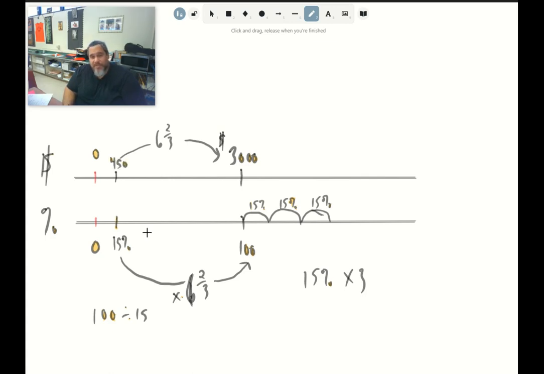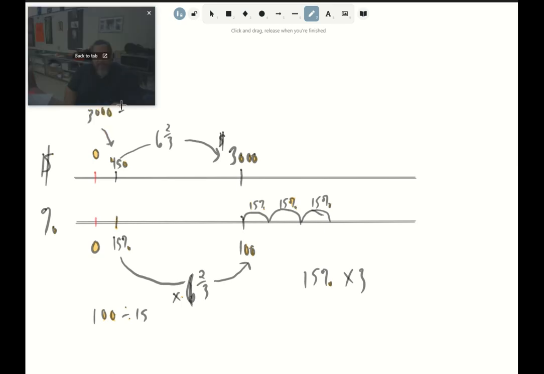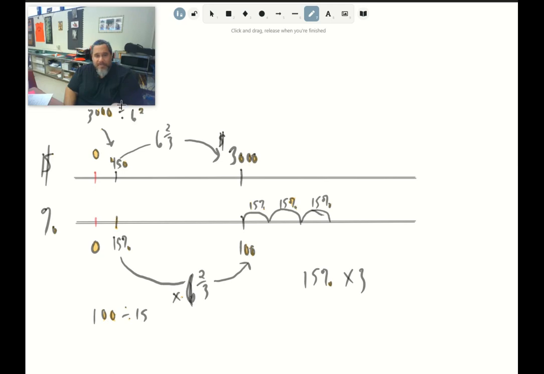450 times 6 and 2/3 is 3,000. And remember, I got that by dividing 3,000 by 6 and 2/3. So if I divide 3,000 by 6 and 2/3, I get 450. All right, that's not the only way. Go ahead and draw that for now. On the next example, I'll show you another way. So make sure you draw this. Maybe you want to make a note, like to get this, I did 3,000 divided by 6 and 2/3. You might want to put that in your example.